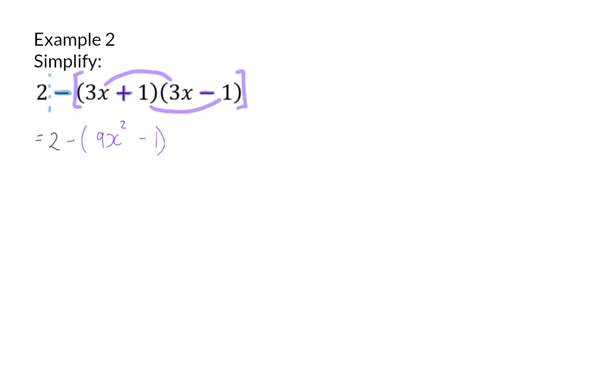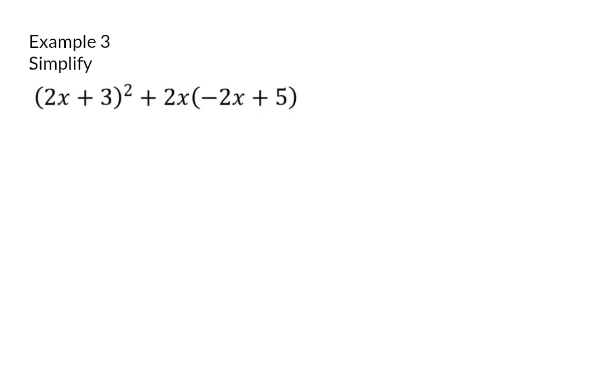In my next step, the first term of 2 still stays the same, and the minus of the second term will be multiplied into the bracket to give minus 9x squared plus 1. The only thing left to do is to add up the two constant values, and that will give us 3 minus 9x squared.